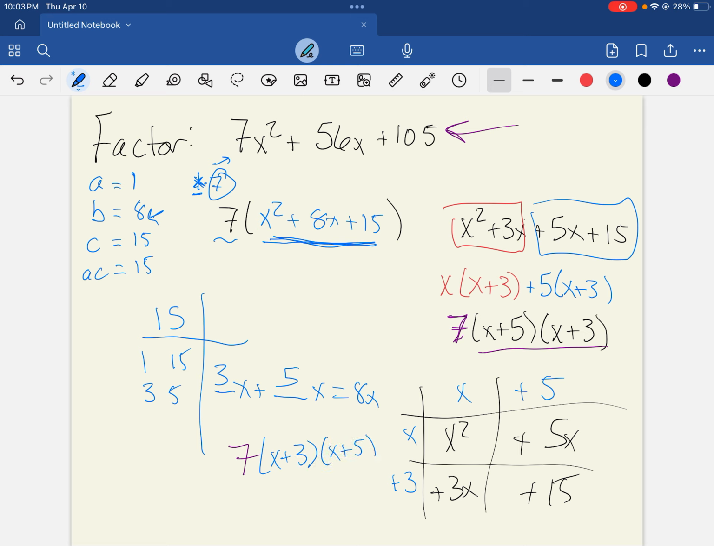Either way, it doesn't matter what method you choose, you are going to have 7 times the quantity x plus 3 times the quantity x plus 5. But there's how we would go ahead and factor something with a GCF in it. Your first step should always be trying to factor out a GCF, just so you don't get partway through the problem and go, oh wait, now I need to start over again because I missed a detail.